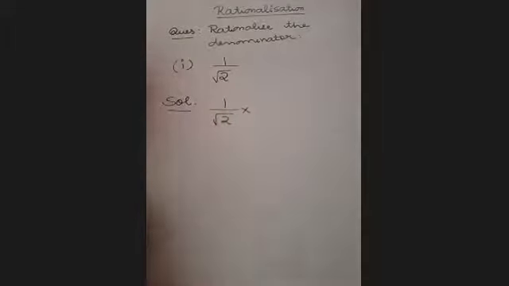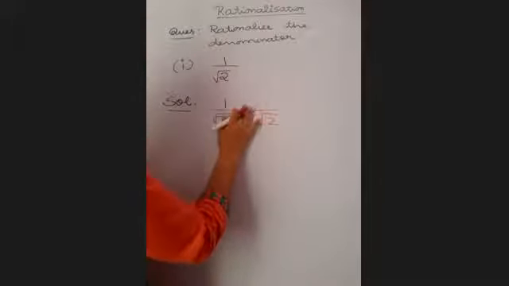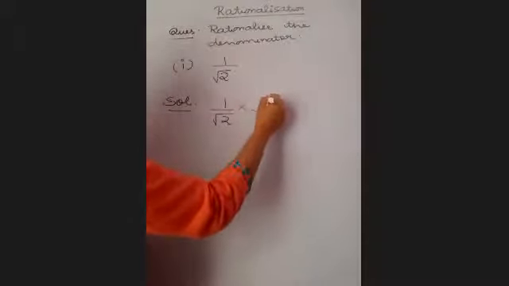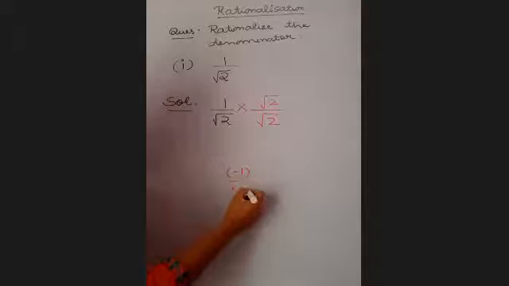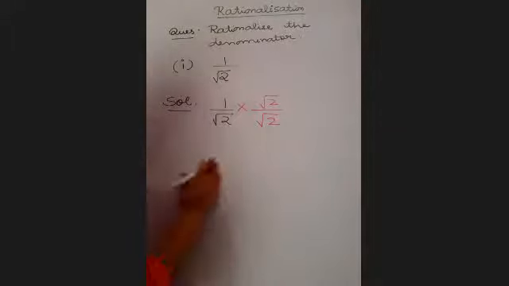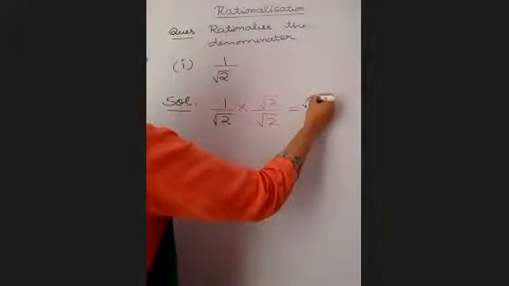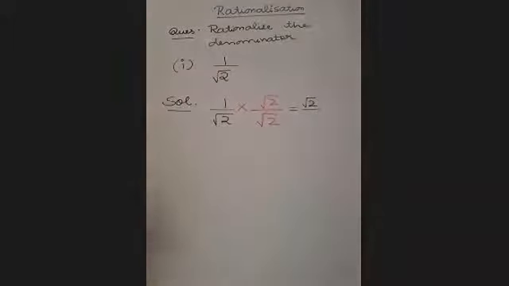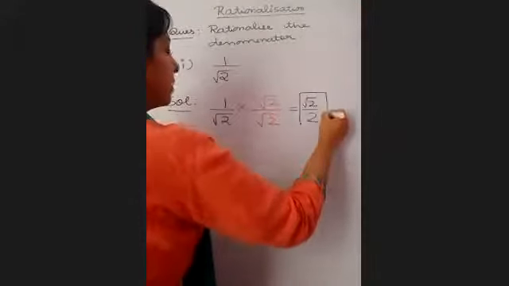Now, if we multiply the denominator by root 2, should we be multiplying the numerator also by root 2? Yes, ma'am. That is how we learned minus 1 into minus 1. So now what is 1 into root 2? Root 2. And root 2 into root 2 is? 2. Yes. So this is the answer.